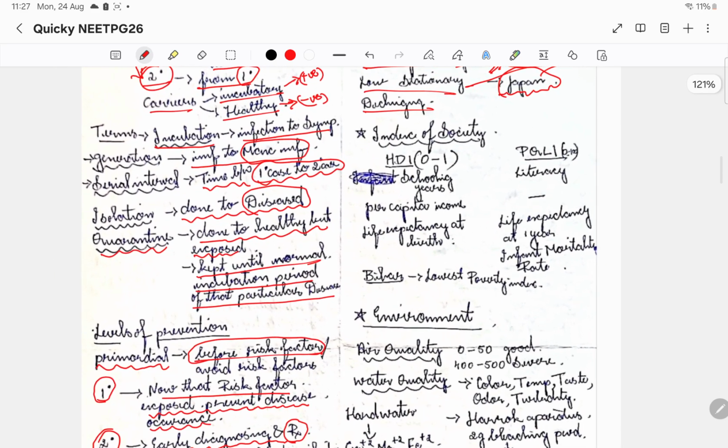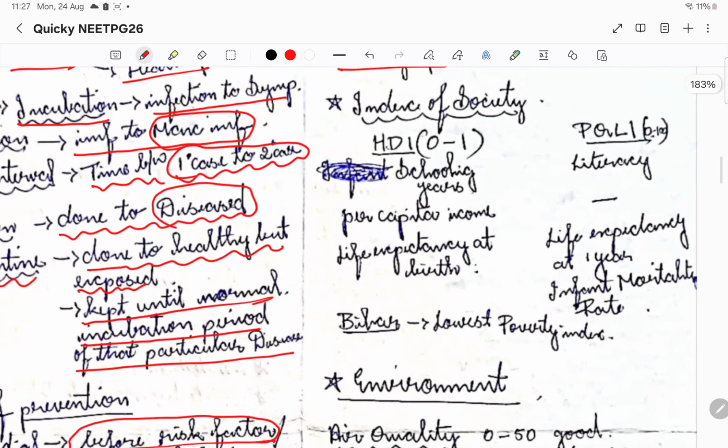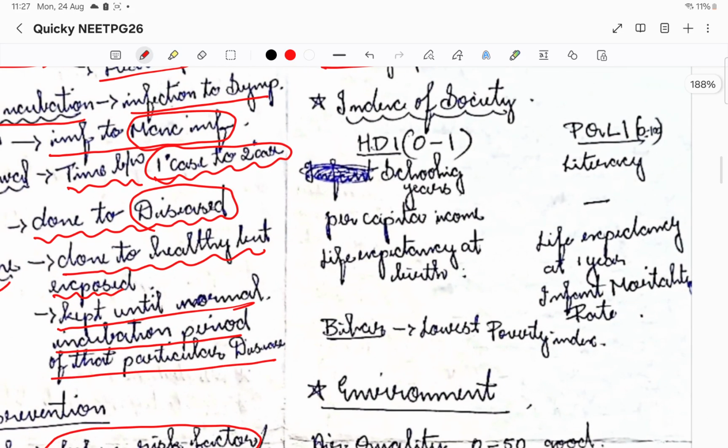Then coming to indexes of the society, it is going to be HDI and PQLI: the Human Development Index and the Physical Quality of Life Index. The easiest way to remember this is that schooling is there in both; here also schooling, that is literacy. In HDI it is going to be per capita income. Here in PQLI there is nothing.